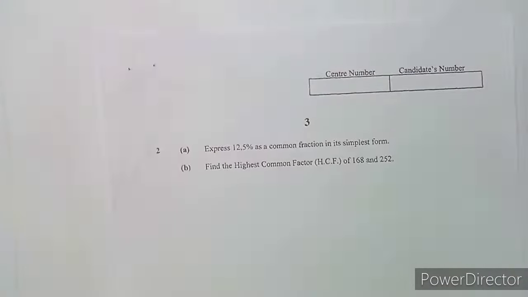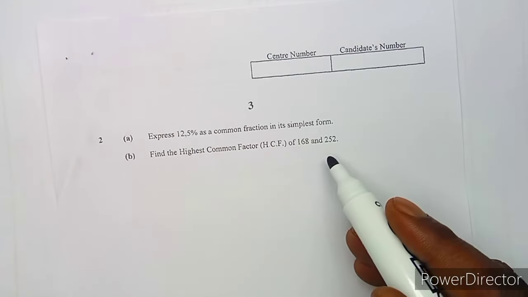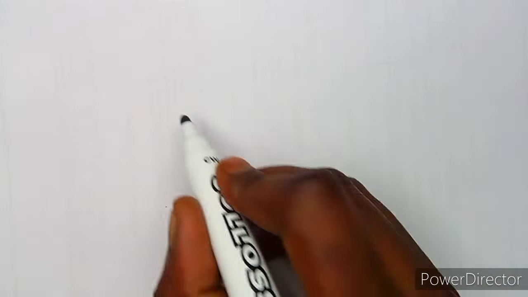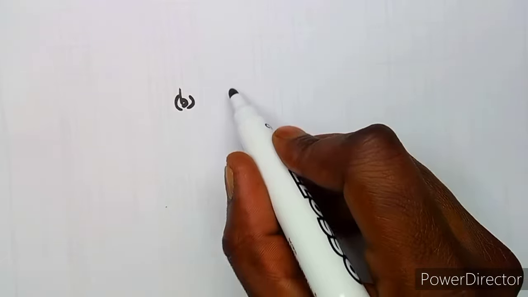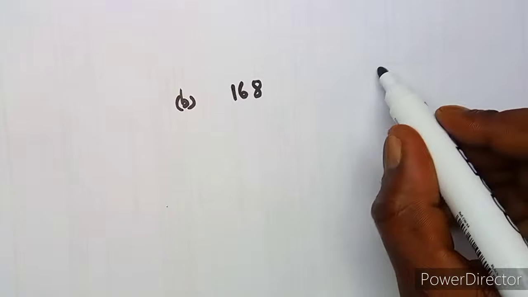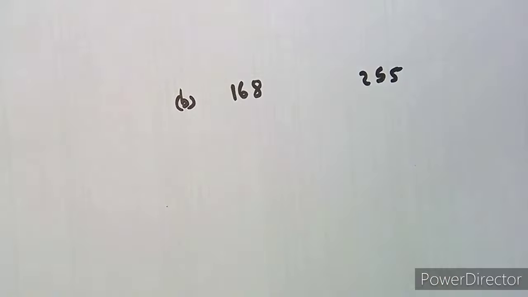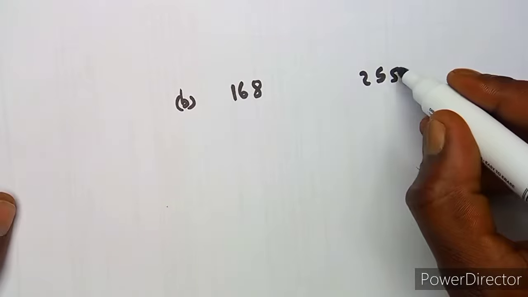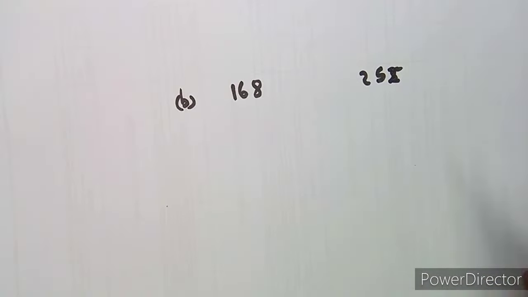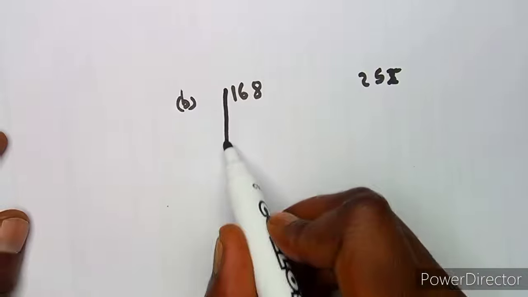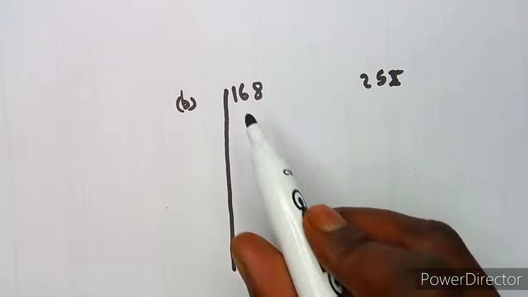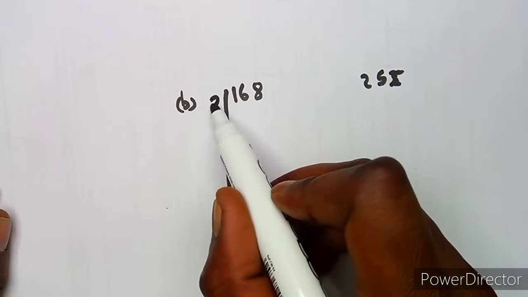In this case, we are asked to find the highest common factor, the HCF, of 168 and 252. For you to find the highest common factor, guys, we have to express the given numbers as a product of their prime factors. We've got 168 and 252, not 255, but 252. Start with the smallest prime factor, which in this case is 2.